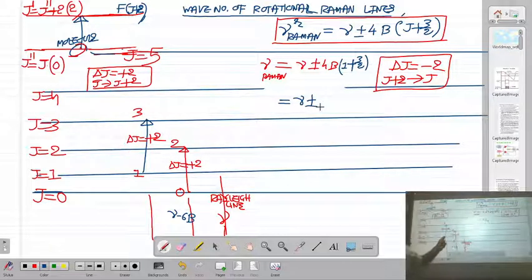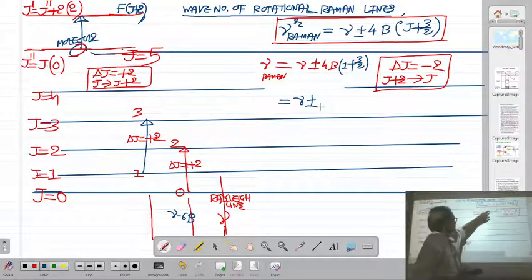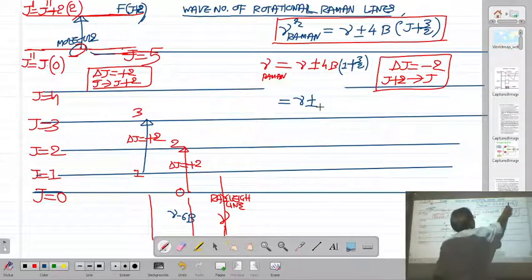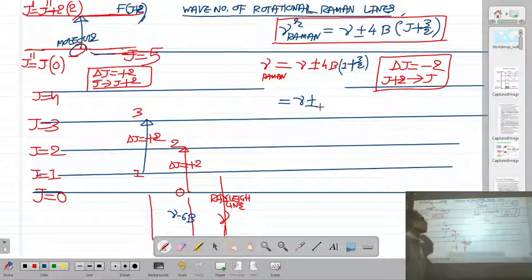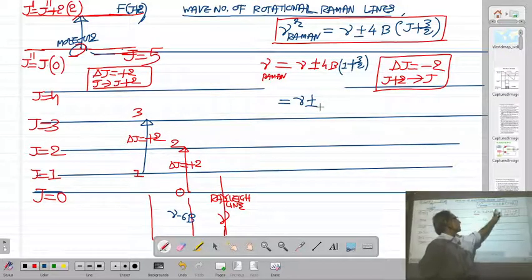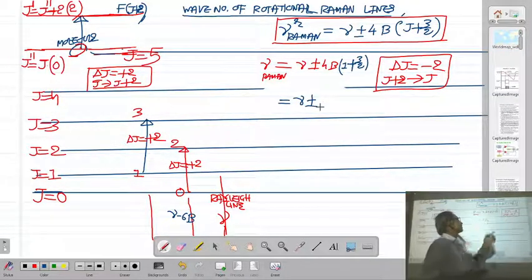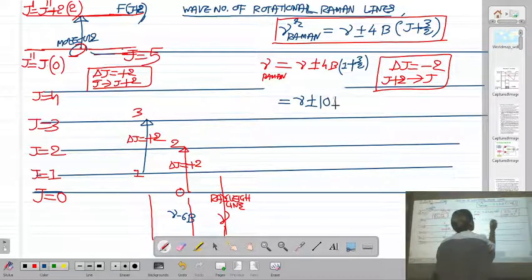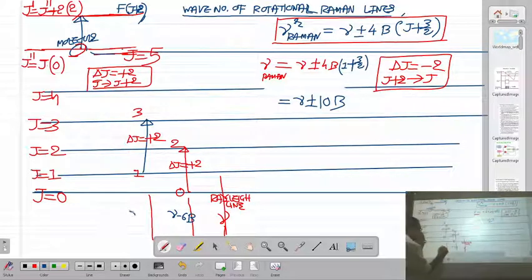The molecule is making a transition from the lowest rotational level 1 to the upper level 3, so the lowest quantum number is 1. So the wave number of the rotational line obtained from the transition from 1 to 3 is nu plus or minus 4B times (1 plus 3 by 2). 1 plus 3 by 2 will be 5 by 2. So 5 into 4 will be 20B by 2, which means 10B. So the wave number of this line will be nu minus 10B.